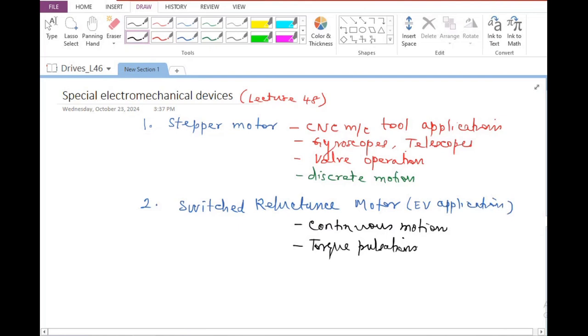So, even with shock absorbers and other things, it could be not very comfortable for the people who are riding the vehicle. That is one thing. And second thing is, although the torque to inertia, or power to weight ratio, is quite high for a switch reluctance motor, still the efficiency is not very high. The efficiency is not as high as PMSM.